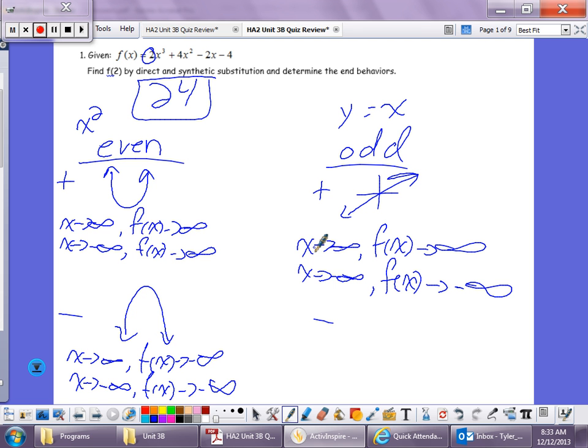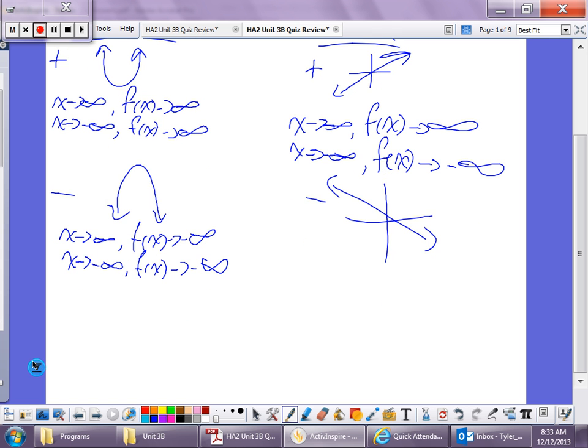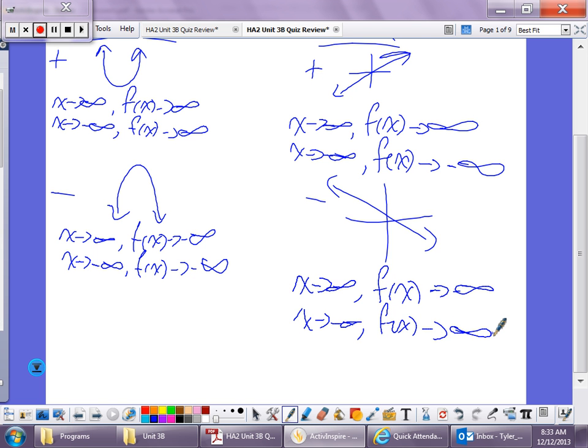If it's negative, that's like the graph of y equals negative x, right? So that goes like this. Everyone should know what the graph of y equals negative x looks like. So as x goes to infinity, f of x goes to negative infinity. And as x goes to negative infinity, f of x goes to infinity. So this is all the possible options.